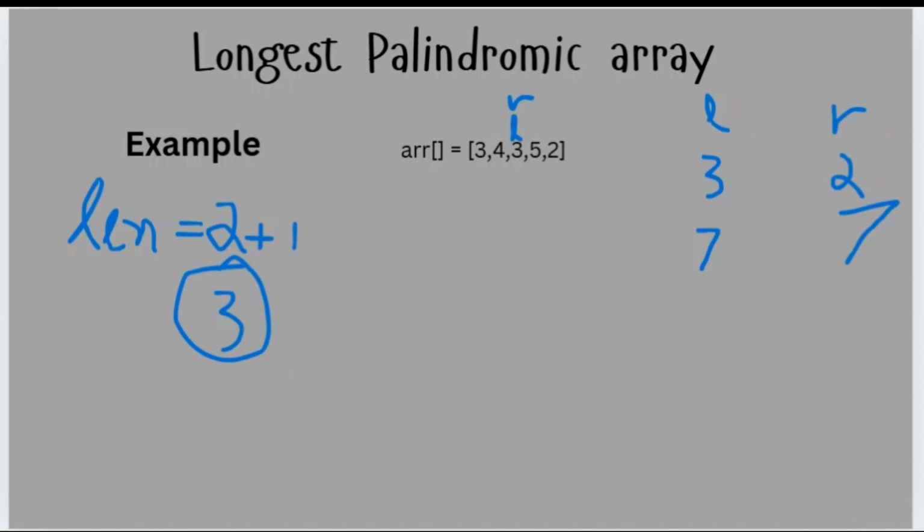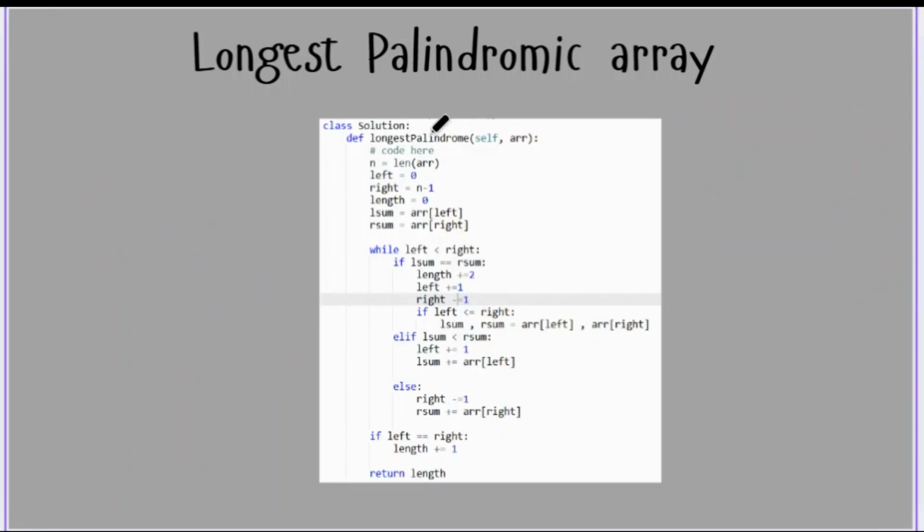So this is the solution which I was talking about. We take left and right, and we check whether the sums are equal, whether the left sum is less than the right sum, or the third case. We check these three cases and find the answer to the longest palindromic array. And at last, if left and right are equal, we increment the length by 1. So that's the solution.